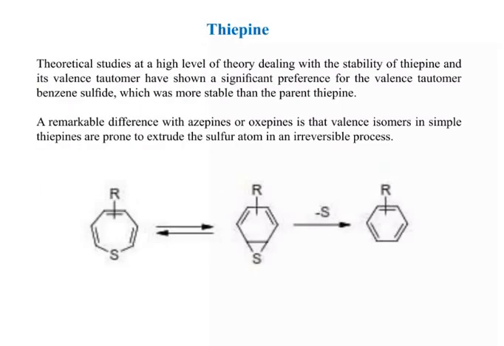Now, thiepine. Theoretical studies at a high level of theory dealing with the stability of thiepine and its valence tautomers have shown a significant preference for the valence tautomer benzene sulfide, which is more stable than the parent thiepine. My friend, you can see the remarkable difference from azepine or oxepine: the valence isomer is simple. Thiepines are prone to extrude the sulfur atom in an irreversible process.